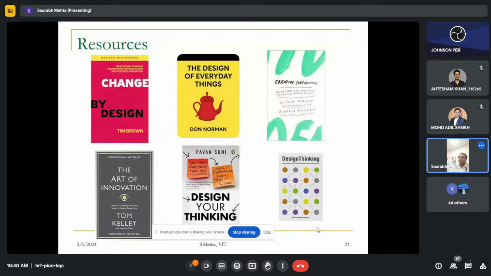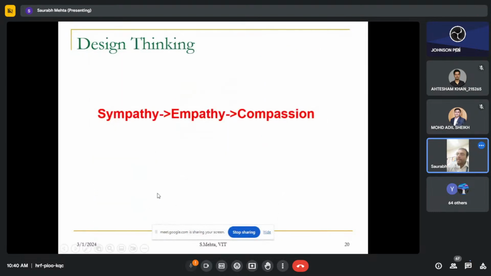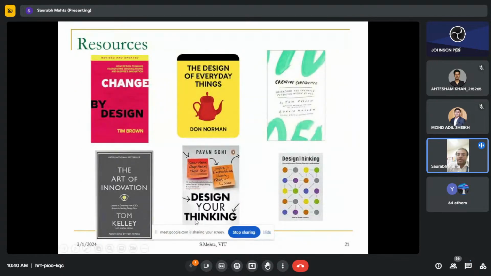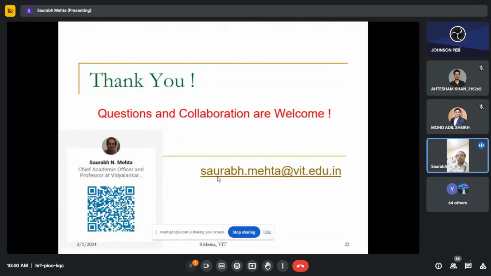A very important thing: it's not design thinking, but you have to design your thinking. So that is important. I like this recent new book by Dr. Pawan Soni. It's a wonderful book. All of you can refer to it, and you can see more learnings from it. And so I guess here I'm ending my presentation.